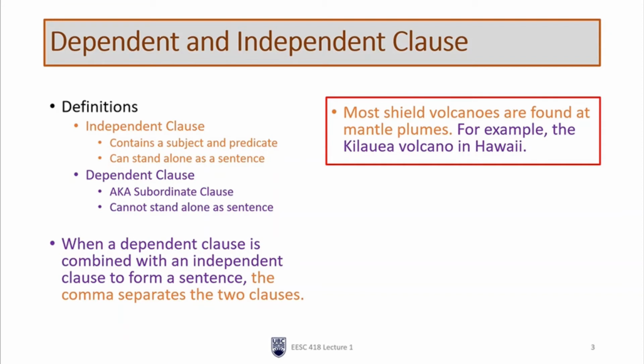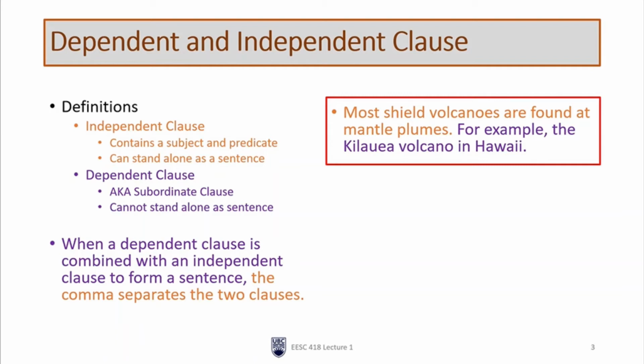So let's start with the definition. An independent clause contains a subject and a predicate, just like the sentences I showed on the previous slide, and an independent clause can stand alone as its own sentence. So an independent clause can make up a whole sentence. It does not need a dependent clause with it, but often a dependent clause is included in the same sentence because it gives further information.